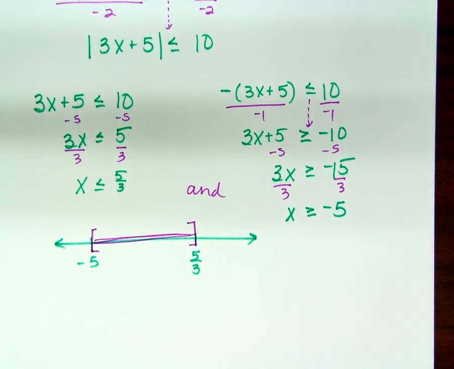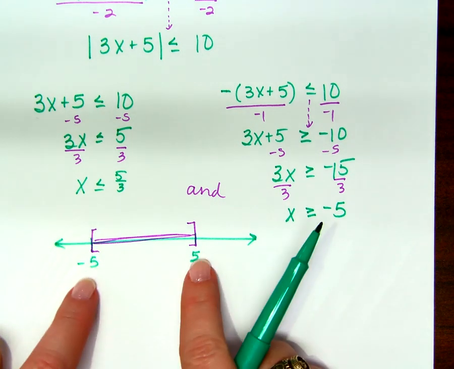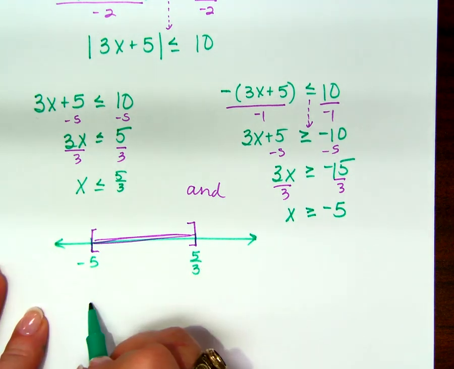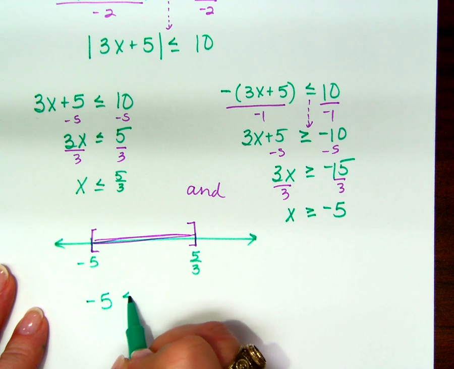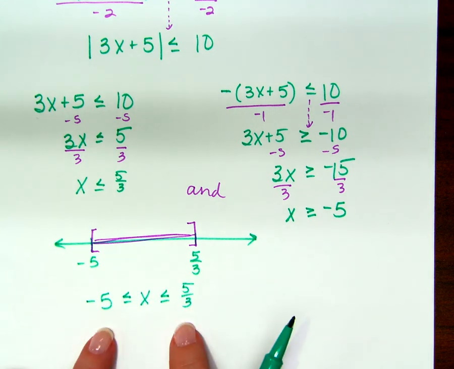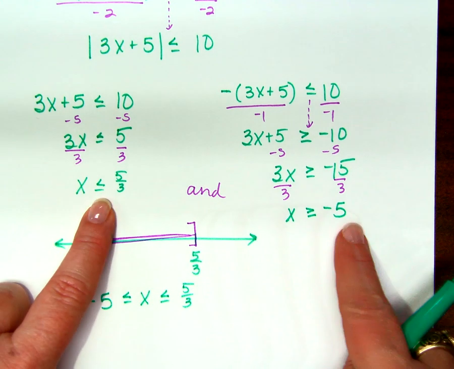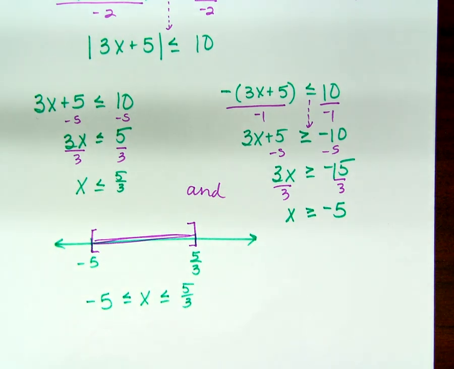Remember, if it's an or, you can't say any random number. It has to be in one section or the other, but it won't ever live in both. Okay? So the other way we can actually write this answer is to make it look a little bit more like this and say negative 5 is less than or equal to x is less than or equal to 5/3. You can't write or statements like this. Or statements have to be this or this. You can't combine them like this. It doesn't make sense. Okay?